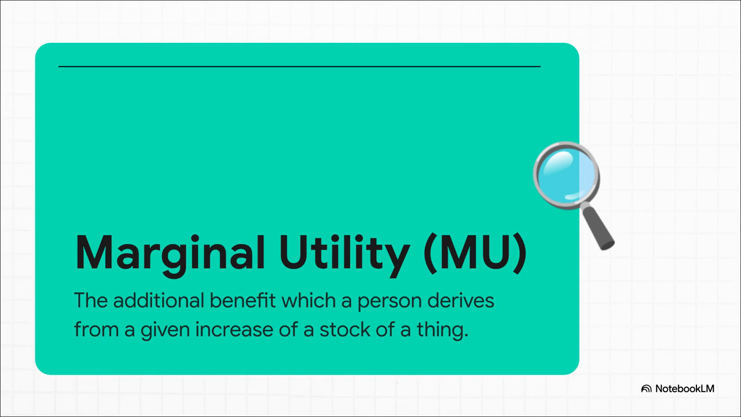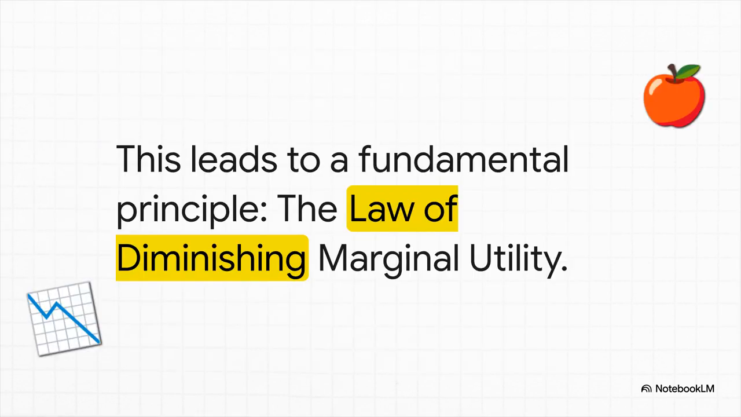So marginal utility is simply the extra satisfaction you get from consuming one more unit of something, like that next slice of pizza. And this idea leads us straight to a fundamental rule, a rule that is almost guaranteed to be on your exam. It's called the law of diminishing marginal utility.